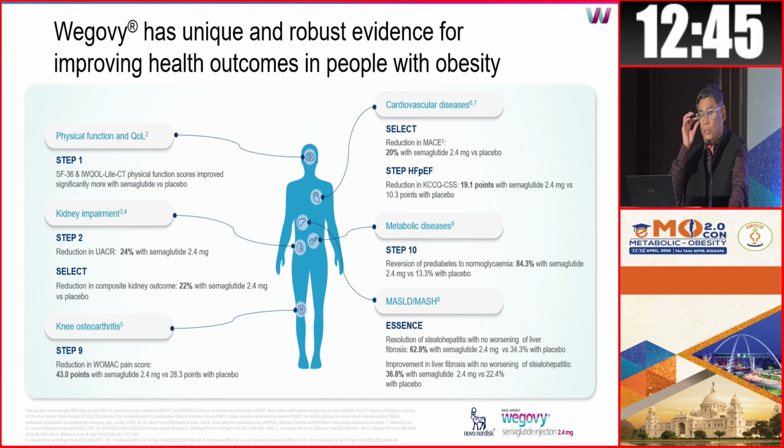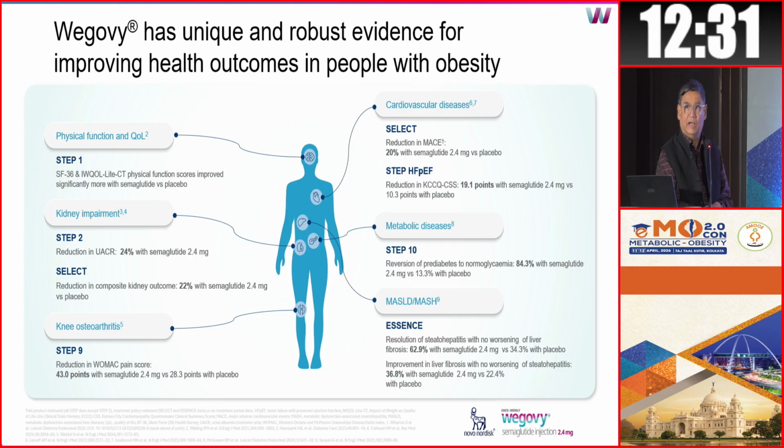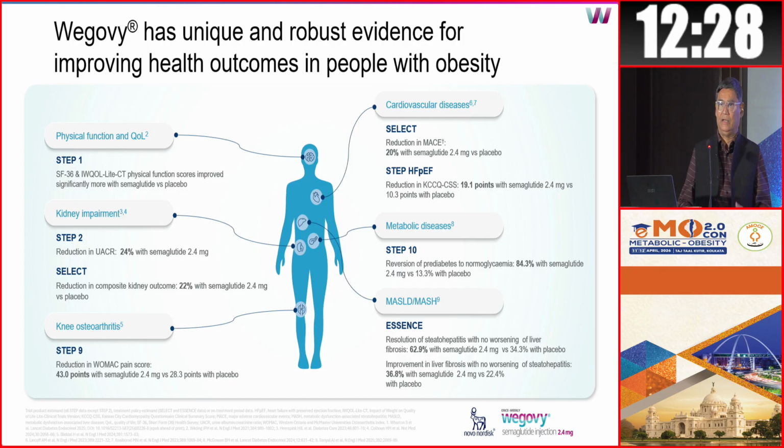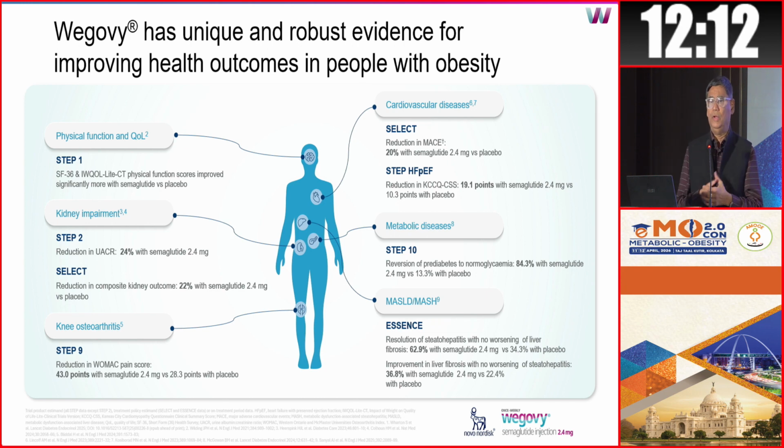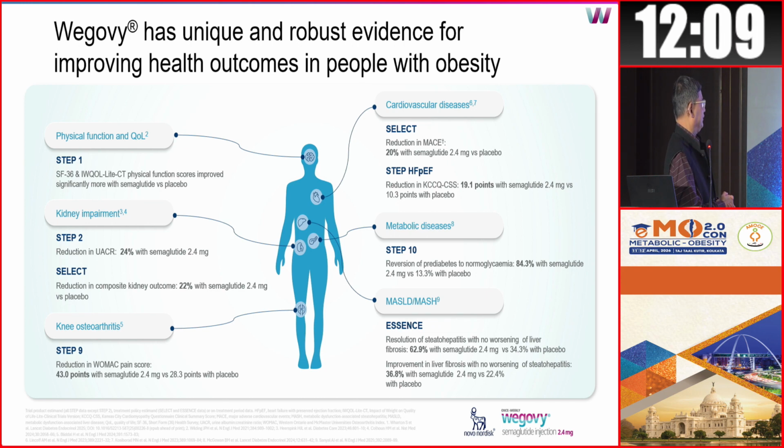Now, Wegovy has unique and robust evidence. As I told you at the beginning, it stands on two pillars, the STEP and SELECT. STEP, you can look at the data. It is very impressive. In STEP 1, you look at the physical function and quality of life. If you reduce weight, the benefit goes from osteoarthritis, to OSA, to fatty liver, and the more established cardiovascular outcome, diabetes, and metabolic dysfunction. STEP 2 talked of USA at 24% with semaglutide. We know also from the FLOW study the benefit of semaglutide, but we are talking today about 2.4.